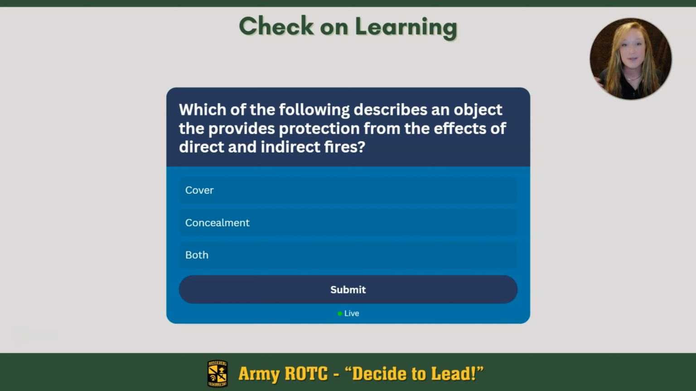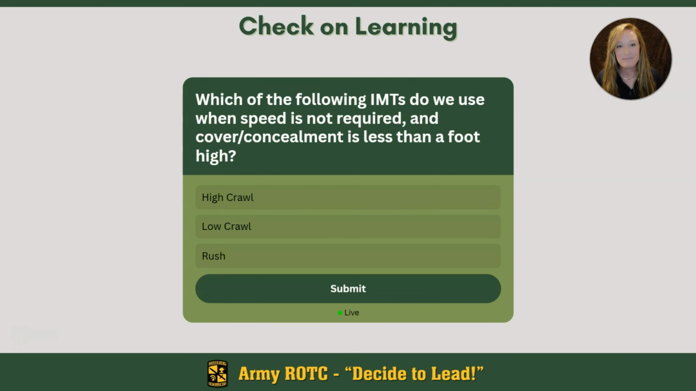So what between cover and concealment actually protects us from the effects of direct and indirect fires? Basically, which one keeps us safe from bullets? If you said cover, you're absolutely right. If you said both, it depends. Is your concealment also some sort of cover? So remember, concealment just stops you from being seen. Okay, that was an easy one.